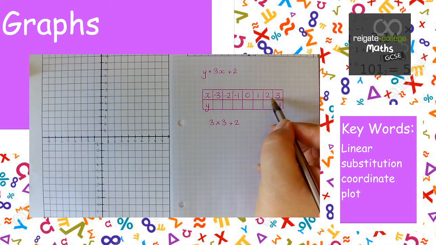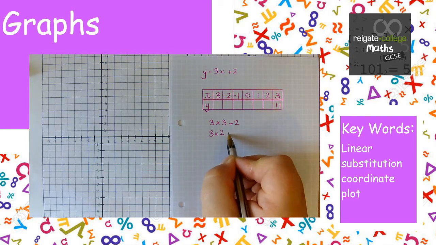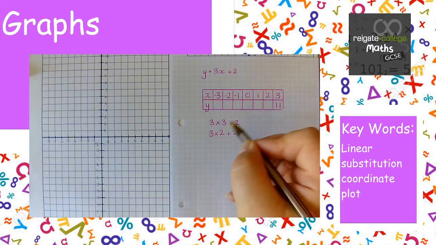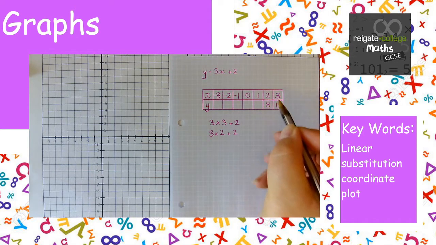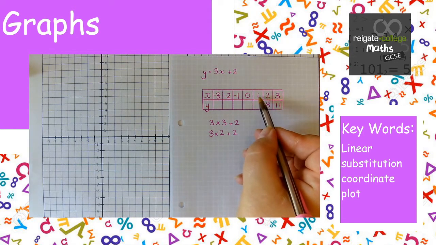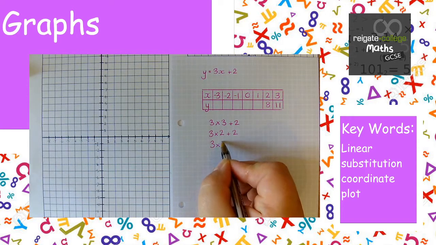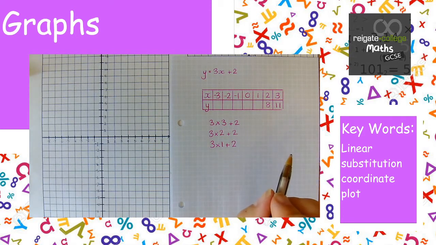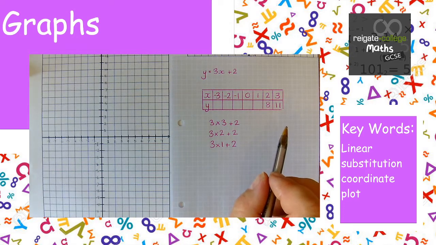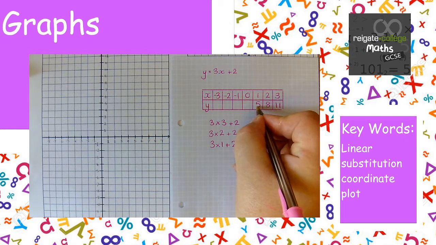Going to the next value for x, I'm going to substitute that now. So this time it's 3 times 2 plus 2. 3 times 2 is 6, plus 2 is 8. You'll see every time I substitute in a new value for x, my multiplication part of the sum changes. But adding 2 stays the same every time. It's my constant. 3 times 1 is 3, add 2 is 5.